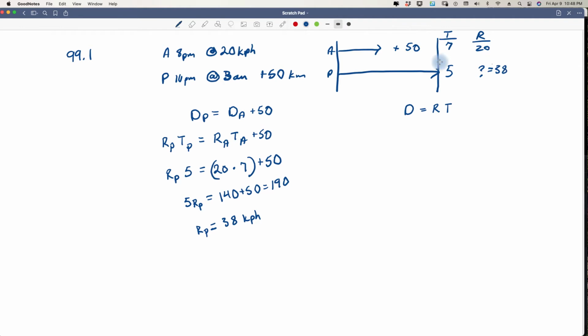So now we have all of our information. Let's do another one. That one was pretty easy and pretty straightforward. So let's see if we can do another. Let's do 99.2. I'm going to read the problem through first. Rachel has a 15-kilometer head start on Charlene. How long will it take Charlene to catch Rachel if Rachel travels at 70 kilometers per hour and Charlene travels at 100 kilometers per hour.